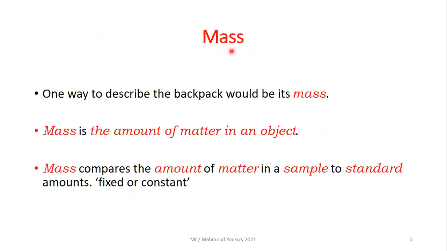The first property of any matter is mass. One way to describe the backpack would be its mass. Mass is the amount of matter in an object. So the amount of matter in an object is called mass. Mass compares the amount of matter in a sample to standard amounts. Standard means fixed. When I need to compare something, I need a reference. I need something that is fixed or constant to compare with.